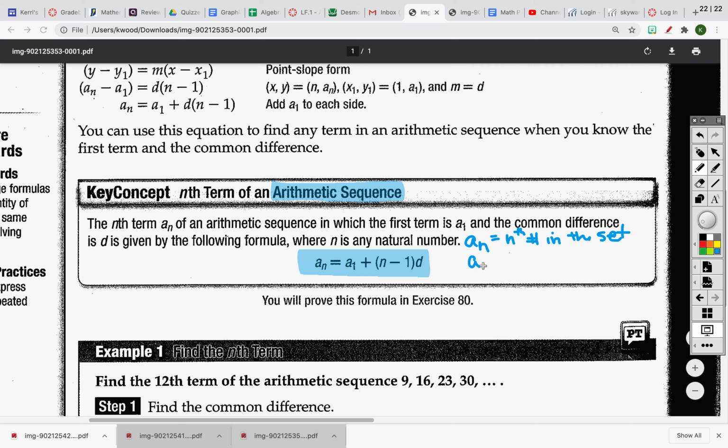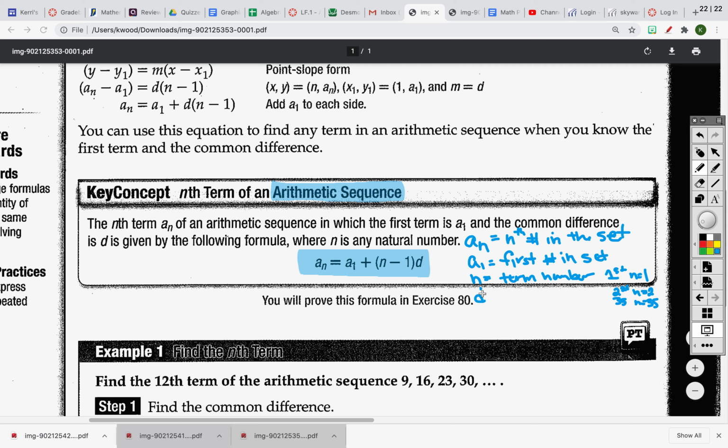A sub 1 is the first term in the set, the first number in the set. The n is the term number. So if you wanted to find the first term, n was going to be 1. The second term, n is going to be 2. The 35th term, n is going to be 35.